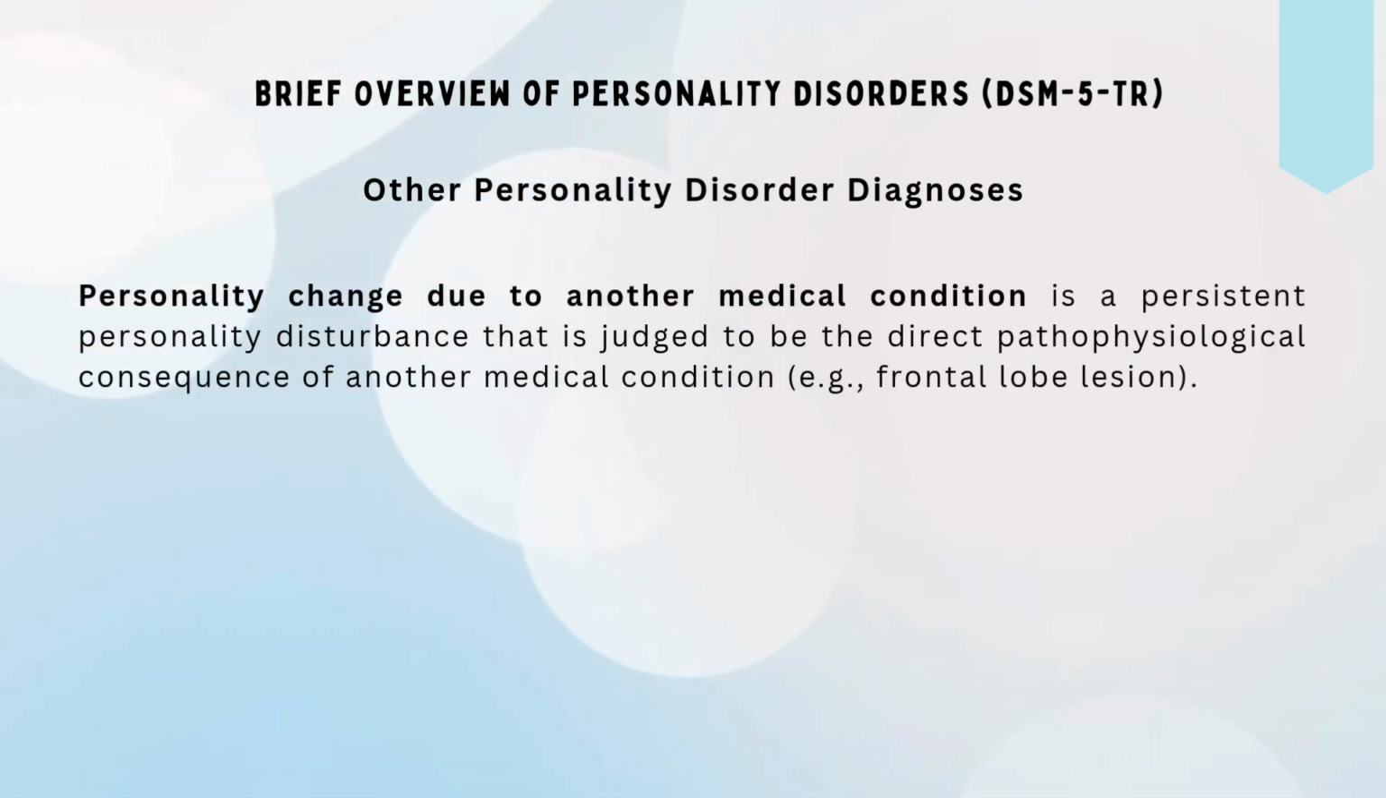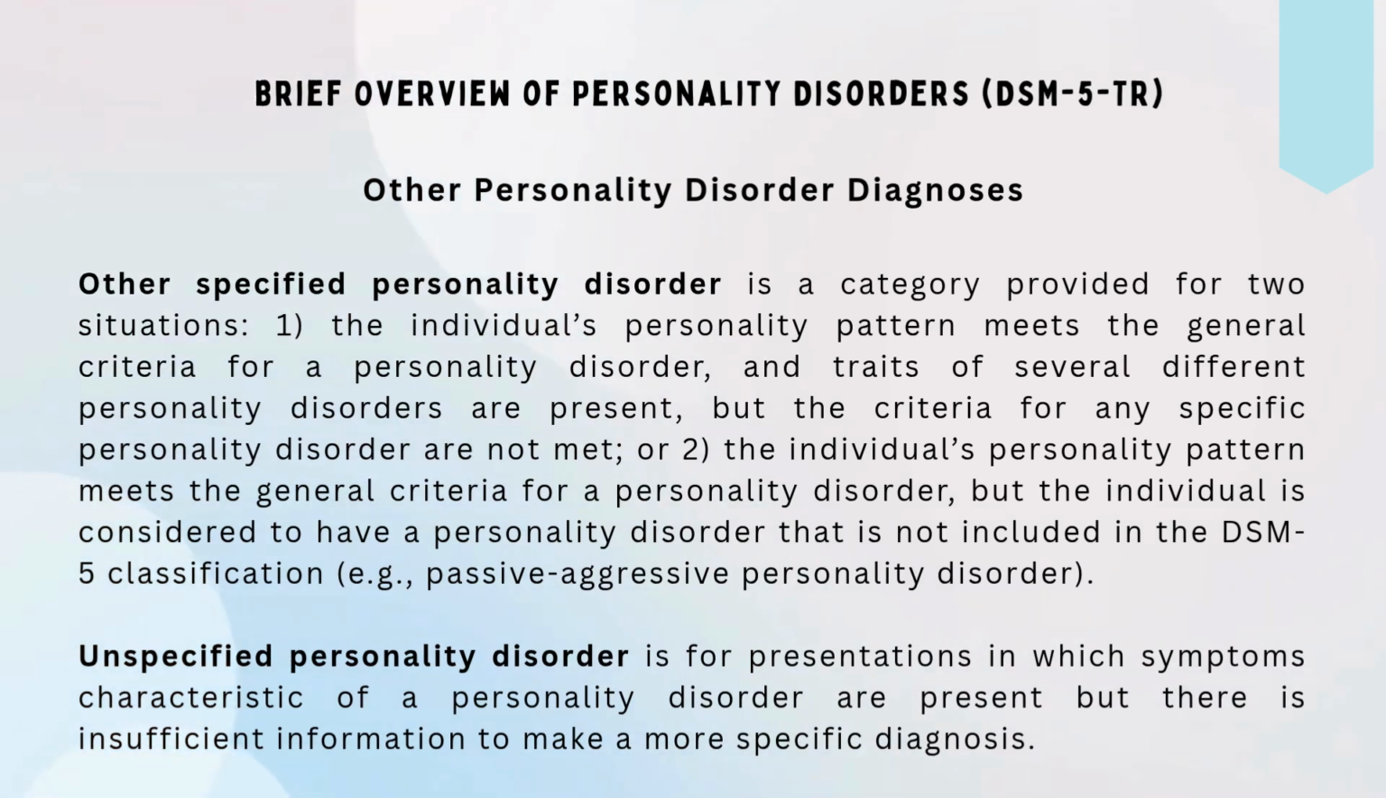According to the DSM-5-TR, personality change due to another medical condition is a persistent personality disturbance that is judged to be the direct pathophysiological consequence of another medical condition. Examples may include personality changes resulting from neurological disorders, traumatic brain injuries, or frontal lobe lesions. Other specified personality disorder is used when the general criteria for a personality disorder are met, but either traits from multiple personality disorders are present without meeting full criteria for any one disorder, or the presentation reflects a personality disorder not included in the DSM-5-TR classification.